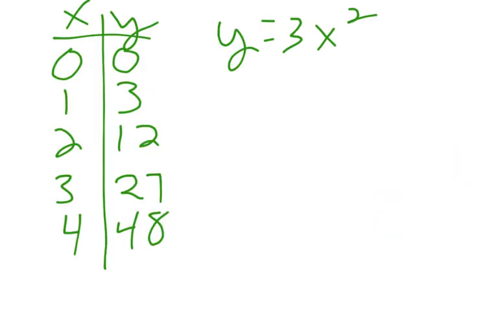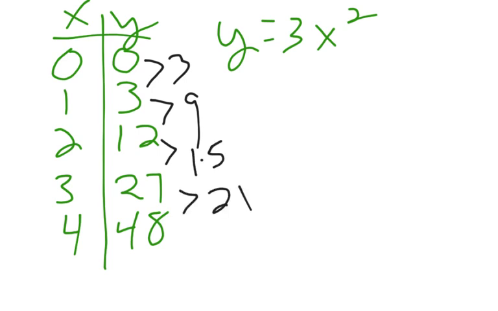Okay, now this table here is going to be a quadratic. It's going to be for y equals 3x squared. If you look at this, the difference between 3 and 0 is 3, and 12 and 3 is 9, and 27 and 12 is 15, and 27 and 48 is 21. So you might think, oh, there's no pattern here.